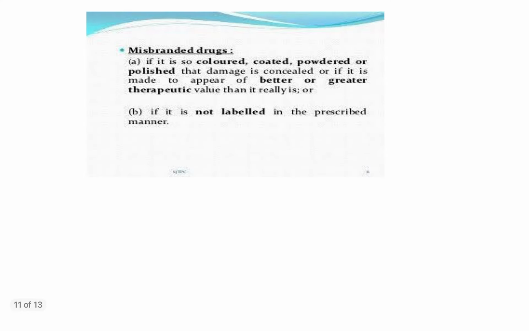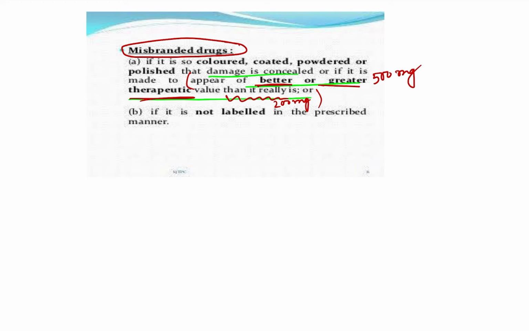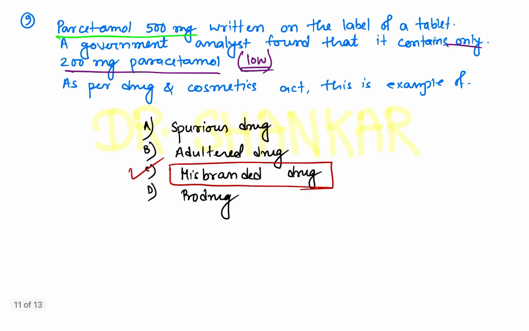As you all know, a drug is misbranded if it is so coloured, coated, powdered or polished that damage is concealed, or if it is made to appear of better or greater therapeutic value than it really is. So it appeared to be 500 milligram, but it is 200. So this was an example of a misbranded drug.